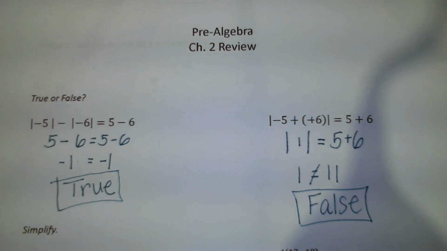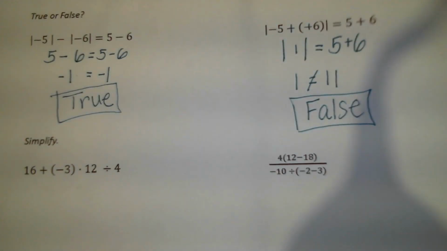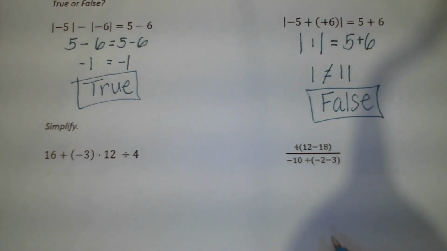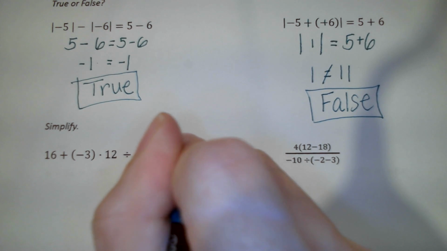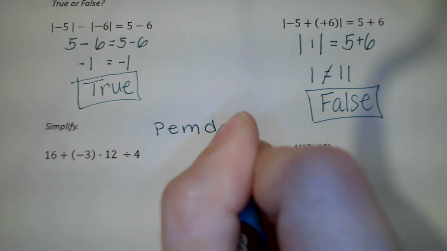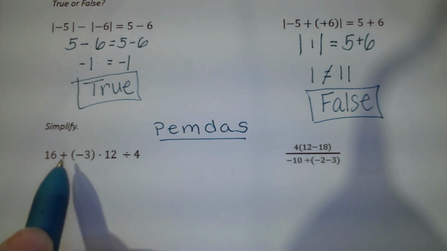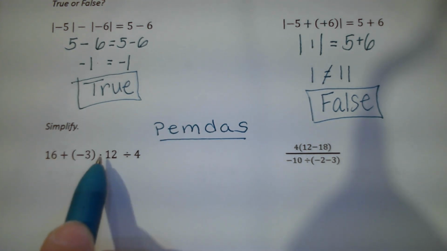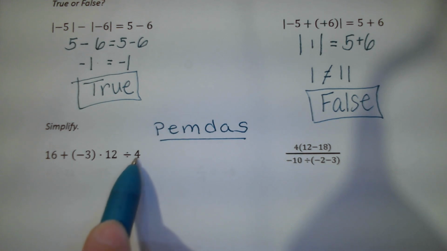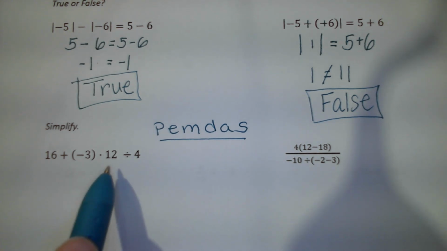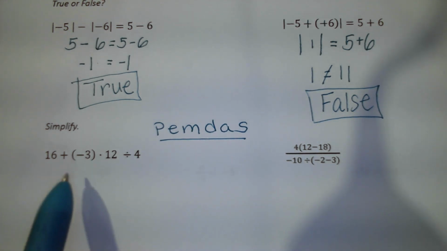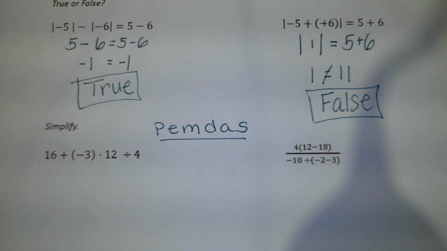All right, so let's move on now to simplifying using our order of operations. It's important to remember when we are simplifying expressions like these, we need to use our PEMDAS order of operations. So when I look at my first expression, 16 plus -3 times 12 divided by 4, I start by just identifying my operations. Start there to make sure you don't choose the wrong first step.